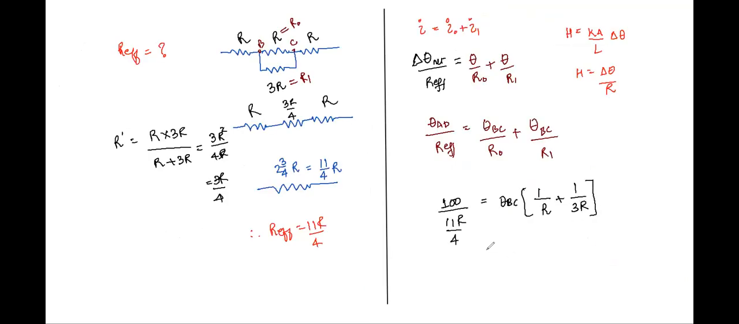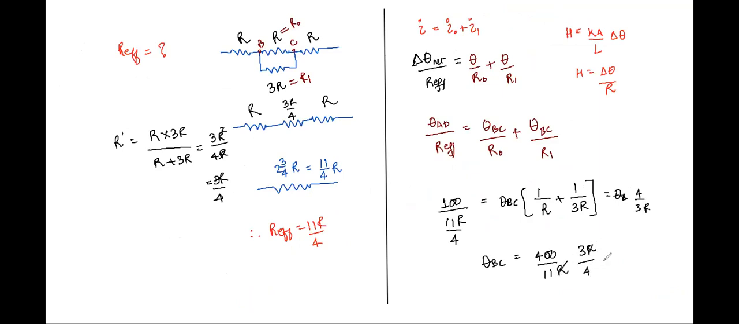So therefore, we'll write theta BC is equal to 400 by 11R in the denominator, right? And this will become 1 plus 1 by 3, which will be 4 by 3. This is theta BC, 4 by 3R, right? So we have 3R here in the numerator, 4 in the denominator.